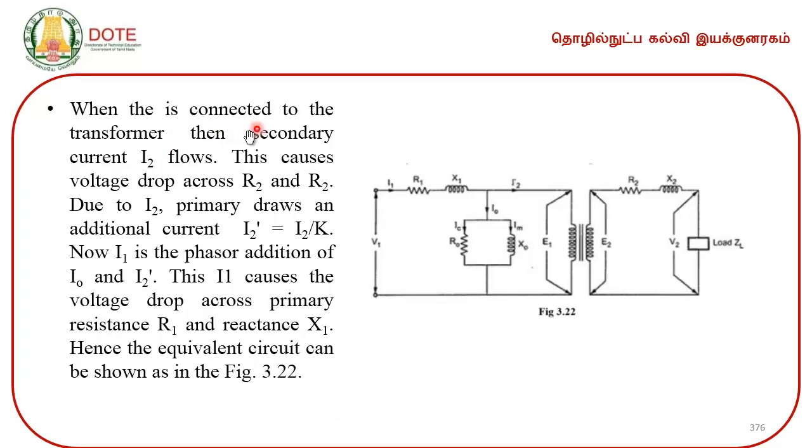When it is connected to the load, then secondary current I 2 flows when a load is connected across it. This causes a voltage drop across R 2 and X 2. Due to I 2, the primary draws an additional current I 2 dash, which is equal to I 2 by K, where K is the voltage transformation ratio. Now, I 1 is the phasor addition of I naught and I 2 dash. This I 1 causes the voltage drop across the primary resistance R 1 and reactance X 1. Hence, the equivalent circuit can be shown as in the figure 3.22.